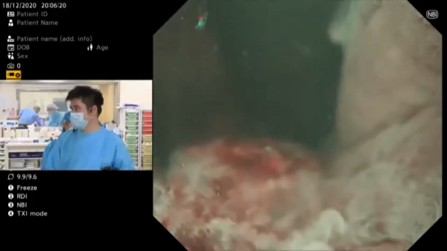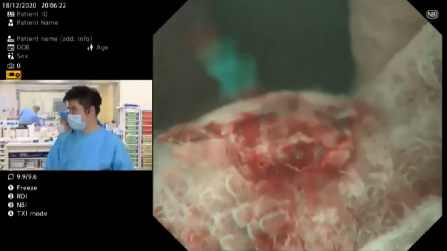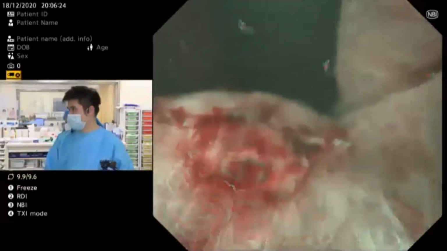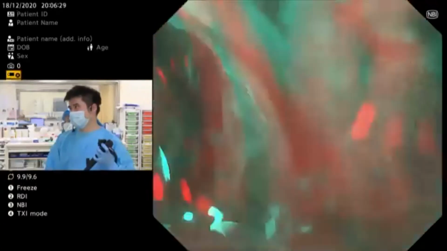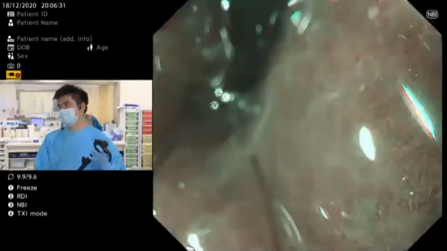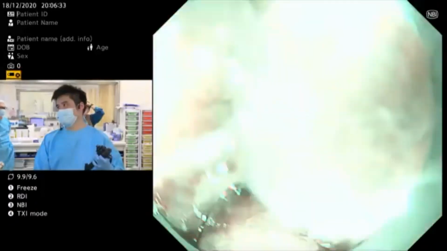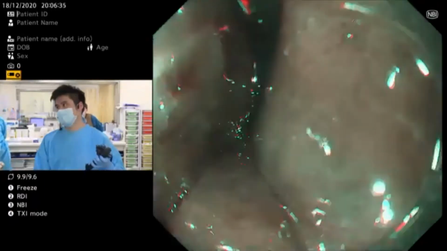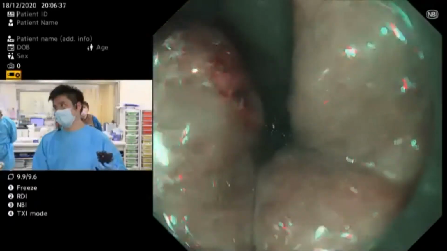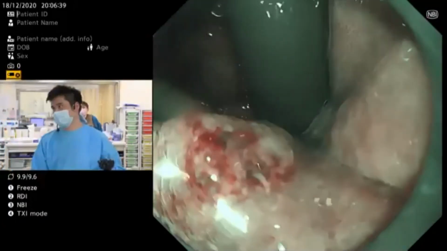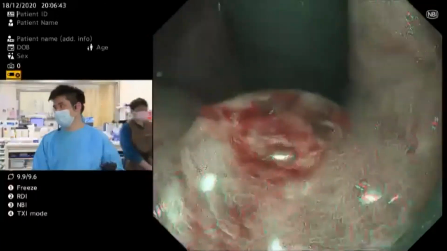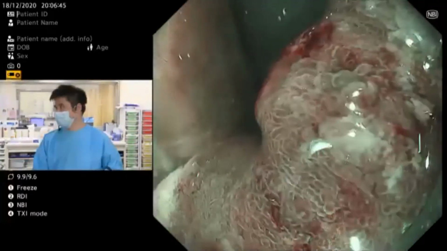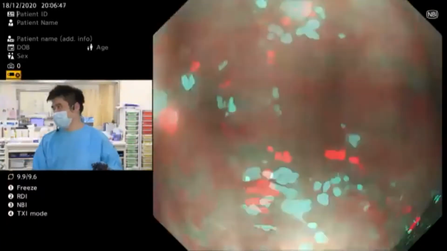Given this lesion is very small in size, but slightly adjacent to the previous ESD scar, I think we would try to do an ESD for this lesion, just to ensure an adequate margin and also to better tackle any abnormal submucosal fibrosis. So now I'm going to proceed to marking of this lesion.